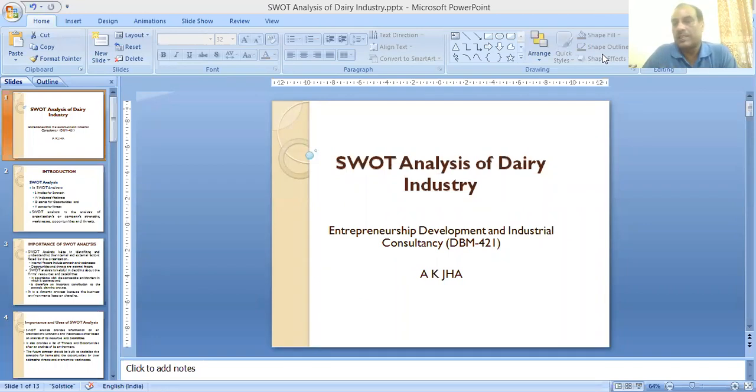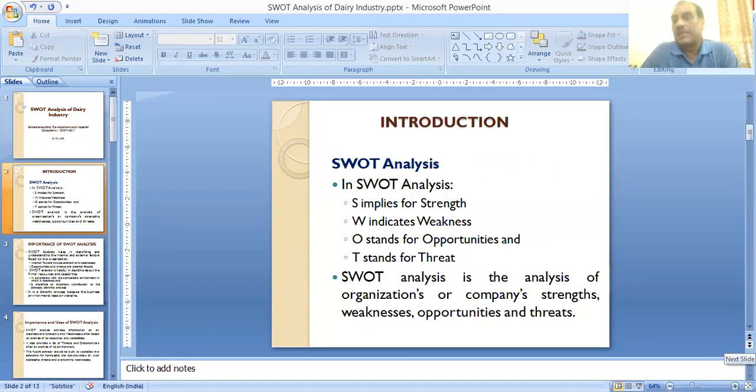So SWOT analysis is an analysis that gives an idea about the strengths, weaknesses, opportunities and threats. And here it is the dairy industry, so it relates to the dairy industry. SWOT stands for: S implies strength, W indicates weaknesses, O stands for opportunity, and T stands for threat. So it is the initials of those four words, and that creates SWOT analysis.